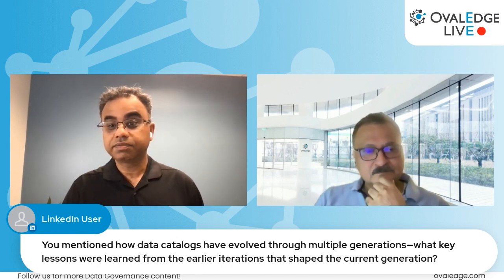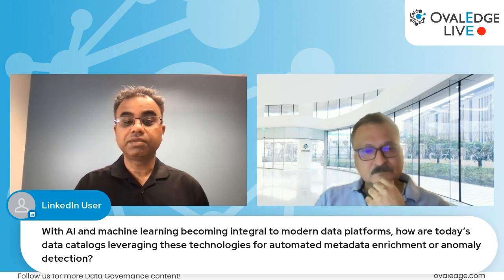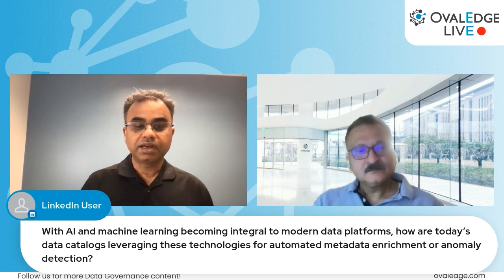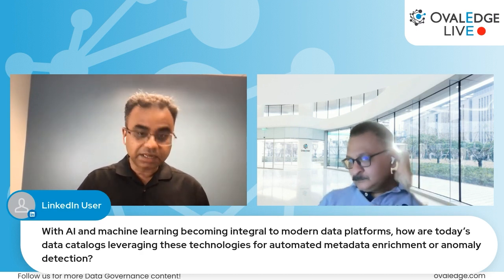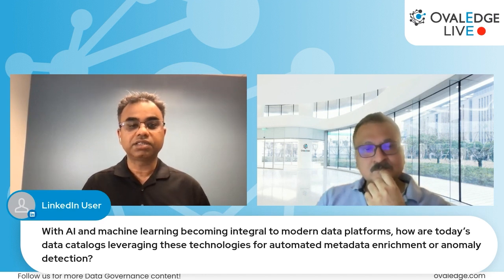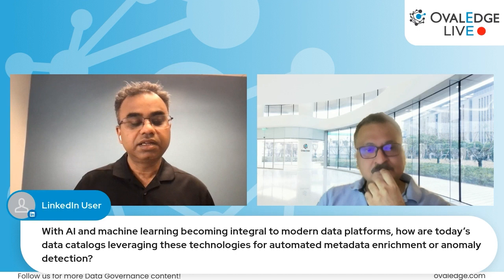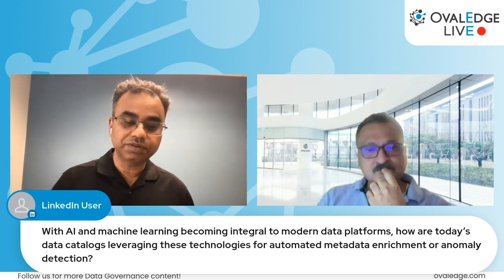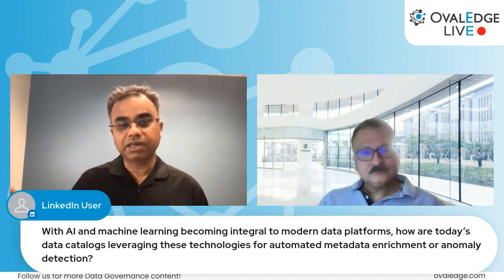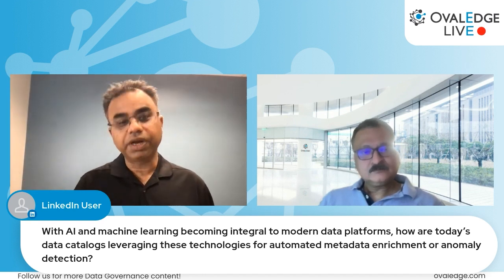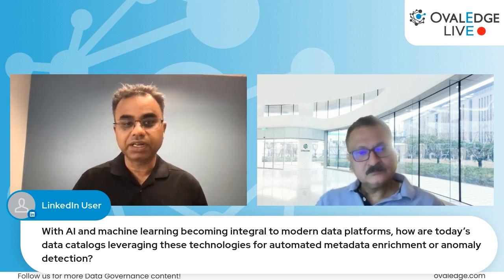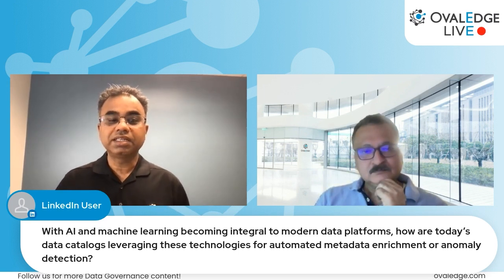Then there is a question: why are AI and machine learning becoming integral to the modern data platform? How are today's data catalogs leveraging those technologies for automated metadata enrichment and anomaly detection? It's a very good question. Again, the power of AI is there. OvalEdge has a lot of features, for example, bringing AI and helping people curate the data. But we still don't want to press the button and let the AI do the complete curation. It's not going to happen because you need to bring human contextual information into it. So we build the feature in a manner that you use the power of AI and the power of human to curate your metadata. Also, from a compliance and regulation point of view, you have to make sure that a human is always involved, because AI does not understand the business context.